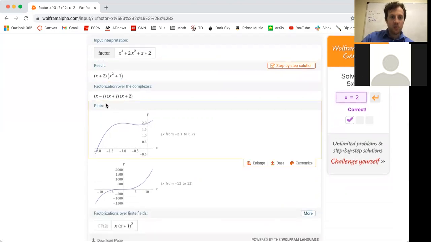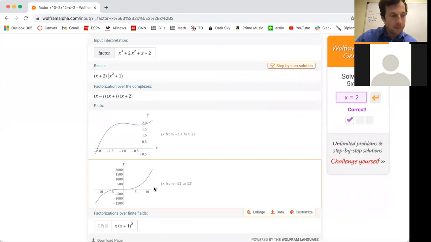It says here are some different plots where, if you're factoring, you might be interested in zeros. So we see the zero at -2 and then this inflection point. But you also might just want to know about the graph more broadly. And we can see the end behavior in this bigger picture.